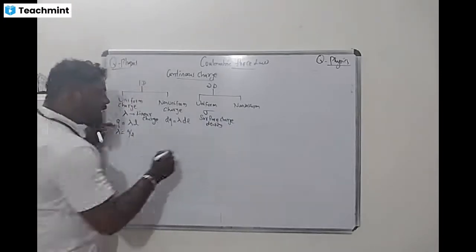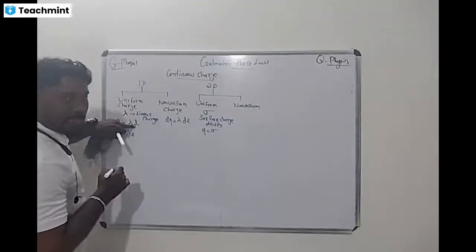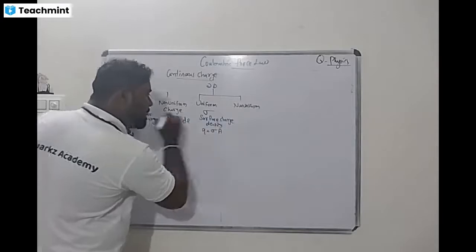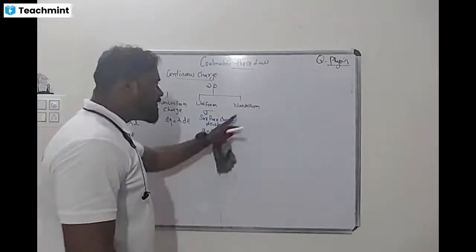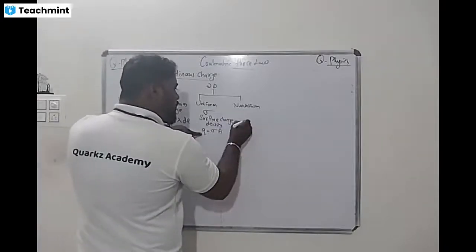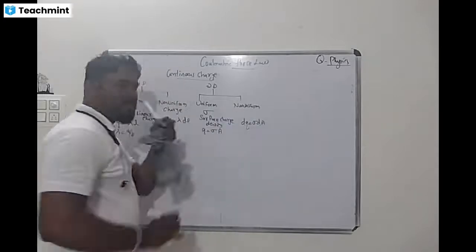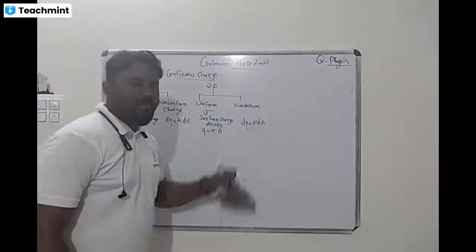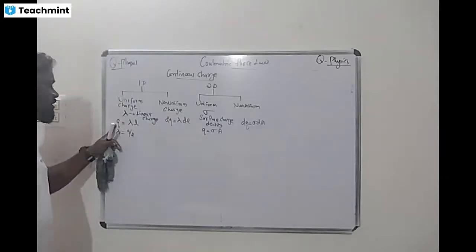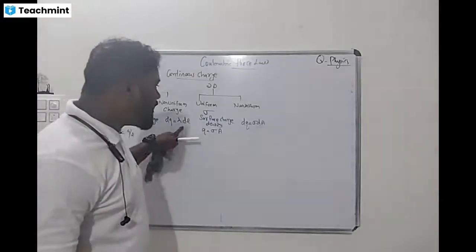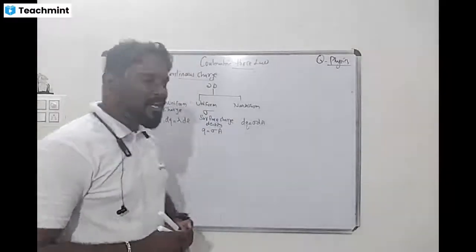Yes or no? So how do we represent it? In Q is equal to lambda L, instead of lambda we put sigma, and instead of L, since it is a surface, it is the area. So Q is equal to sigma A. For the non-uniform case, dq is equal to sigma dA. Is it clear? So for linear charge distribution, Q is equal to lambda L and dq is equal to lambda dl. For the surface, uniform Q is equal to sigma A, and here dq is equal to sigma dA. Is it clear?